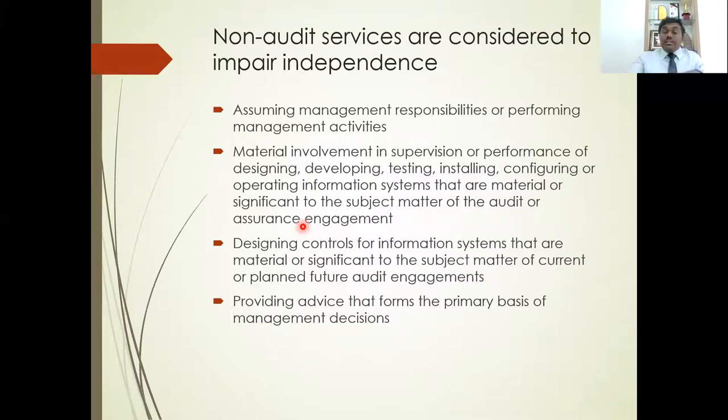Either you do implementation or you do audit. You can't do both. Designing the controls for information systems that are material. Designing the controls which are material, you cannot do that. Providing advice that forms a primary basis for management decision. You are the sole advisor and based on your decision only they are doing it. All these four are classical examples. Of course, all four are right options over here.